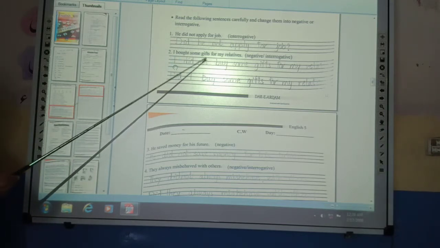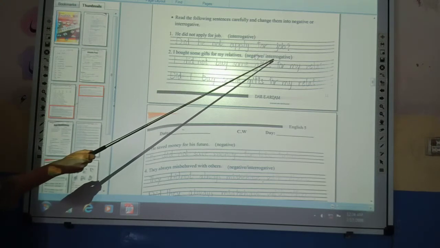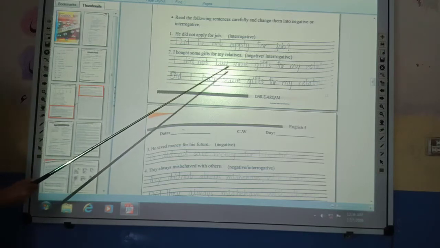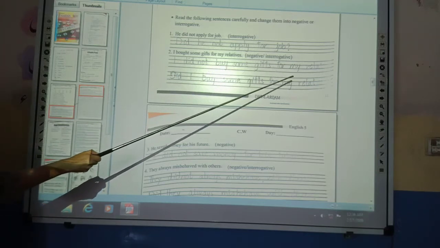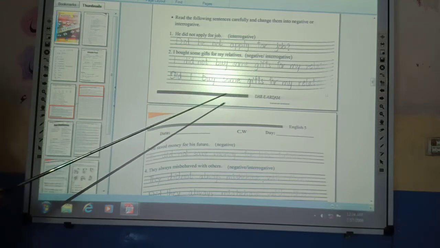I bought some gifts for my relatives. You have to make negative as well as interrogative of this sentence. I did not buy some gifts for my relatives. Did I buy some gifts for my relatives?